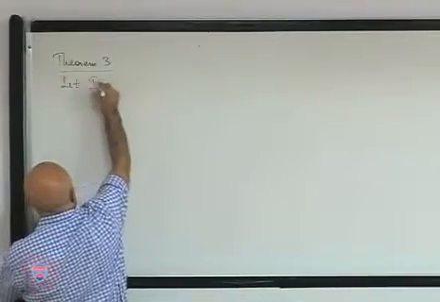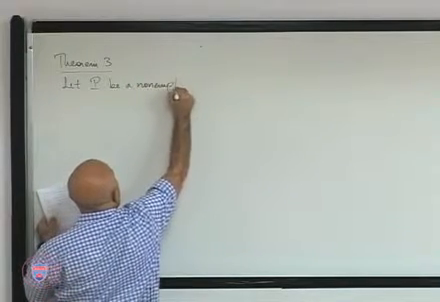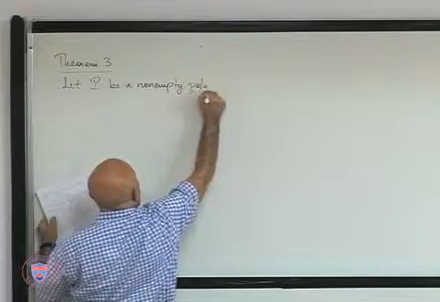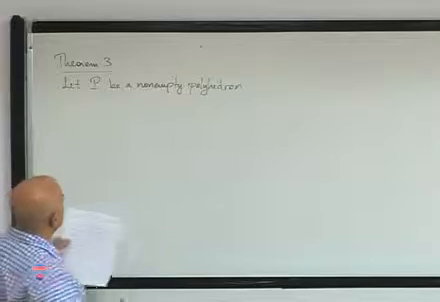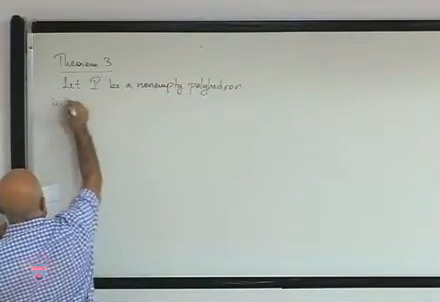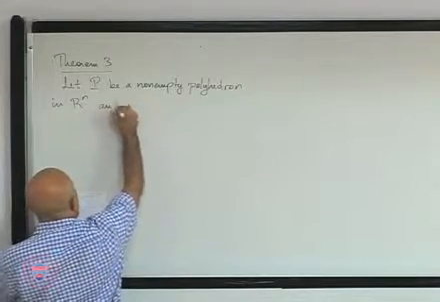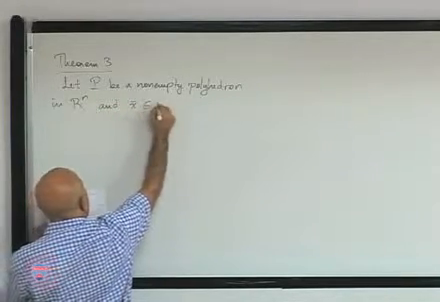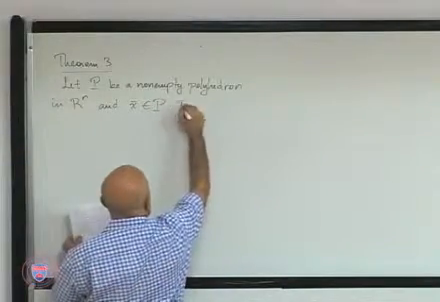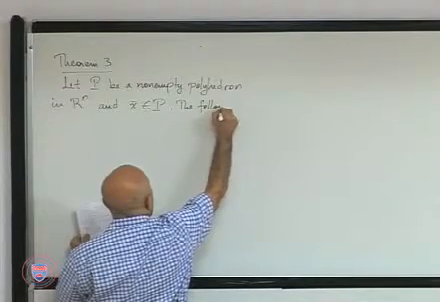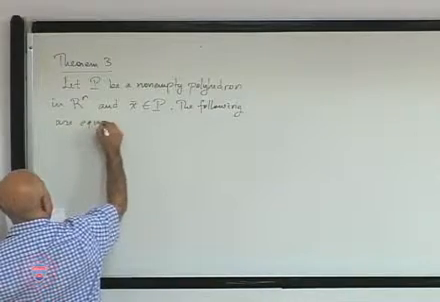Let P be a non-empty polyhedron. Polyhedron is the same as polyhedral set. A non-empty polyhedron in Rn, and let X bar be a point of the polyhedral set under consideration. The following statements are equivalent.